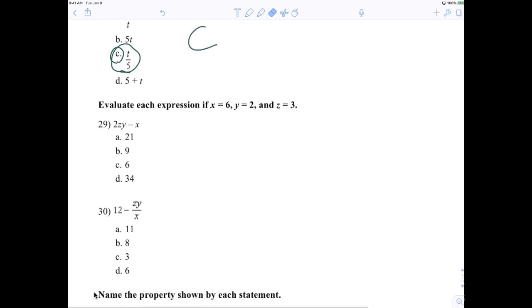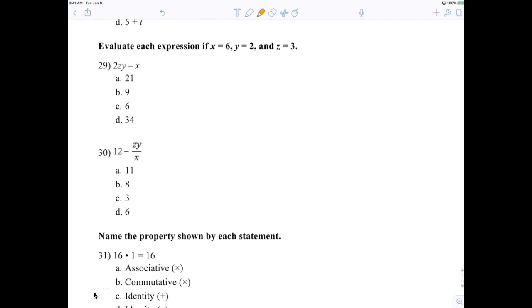Now, 29 I didn't think was too bad. All right. Yes, sir. What are you thinking? C or 6. 6 so far. Anybody else with something different? I got 21. I'm liking that. Somebody else get something different?